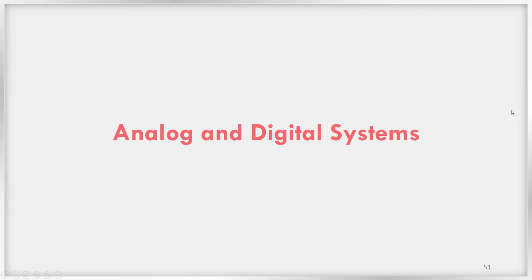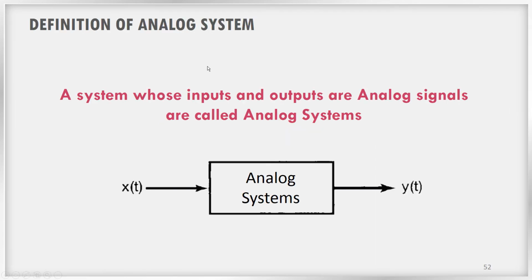Now coming to the analog and digital systems. Analog systems are nothing but systems whose inputs and outputs are analog signals. A system whose inputs and outputs are analog signals like voltage or current is called an analog system. Here there is no conversion to digital values. The system will process this voltage or current using analog devices and provide you the output in analog signals.